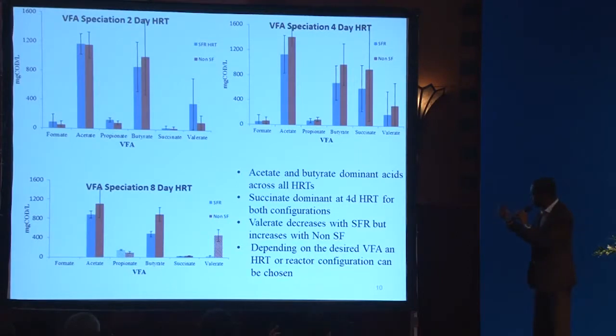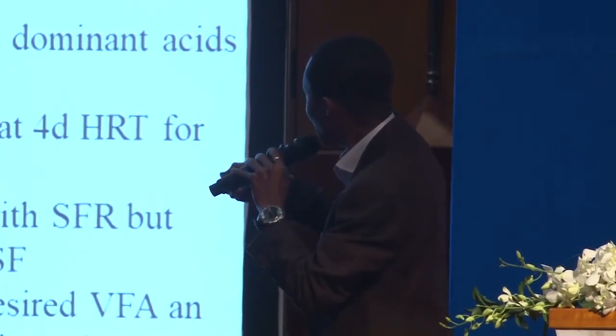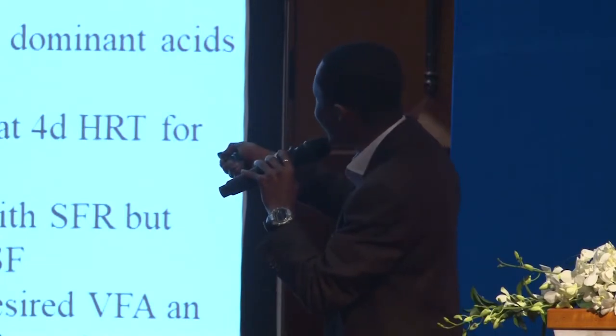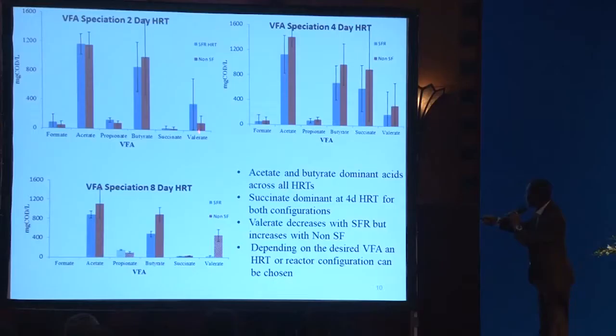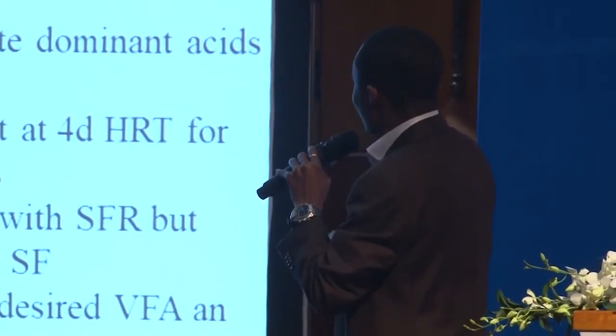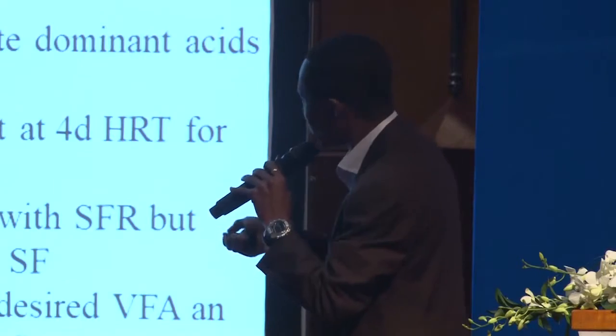Now, another thing I want you to look at carefully is valerates. When you look at valeric acid, if you are looking at the step feed reactor configuration, it is decreasing with HRT. At 2D HRT, valeric acid is higher for the step feed, but reduces as the HRT progresses. Interestingly, it's the other way around for the non-step feed reactor configuration, where valeric acid is lowest at 2D HRT.